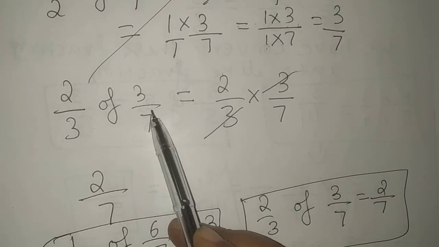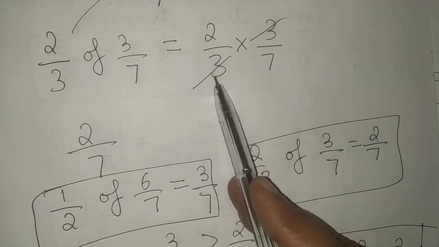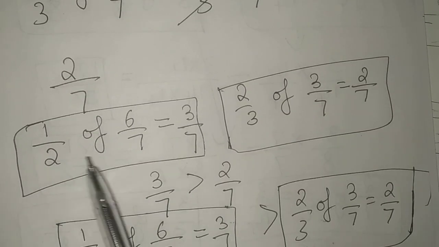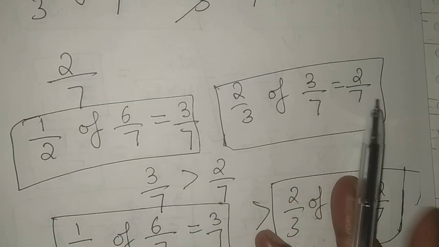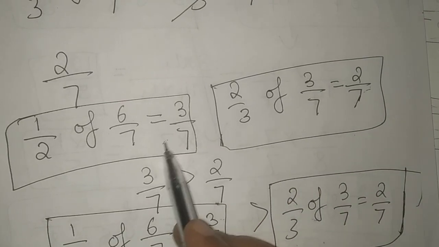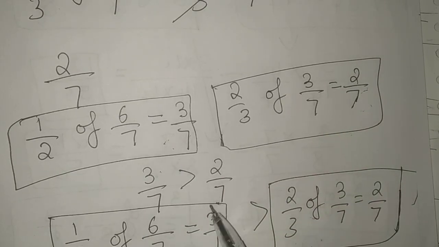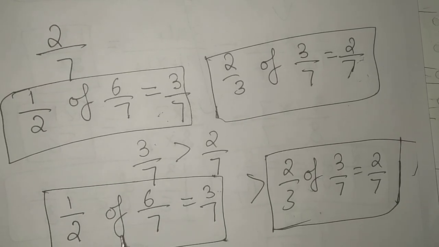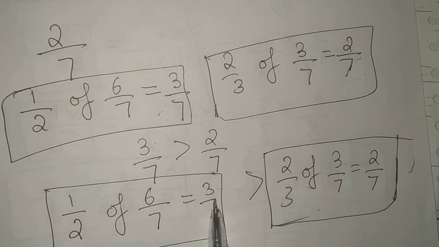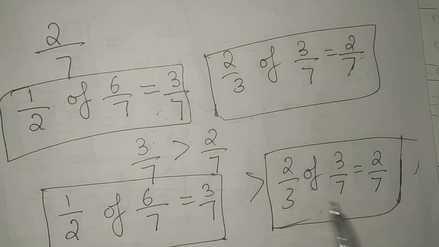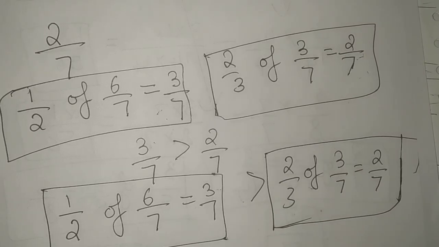Next, 2 by 3 of 3 by 7 is equal to 2 by 3 into 3 by 7. 3 cancels. We can write it as 2 by 7. Now 1 by 2 of 6 by 7 is equal to 3 by 7. 2 by 3 of 3 by 7 is equal to 2 by 7. Now both have same denominator, so 3 is greater than 2. Therefore 3 by 7 is greater than 2 by 7. Finally 1 by 2 of 6 by 7 is equal to 3 by 7 is greater than 2 by 3 of 3 by 7 is equal to 2 by 7.